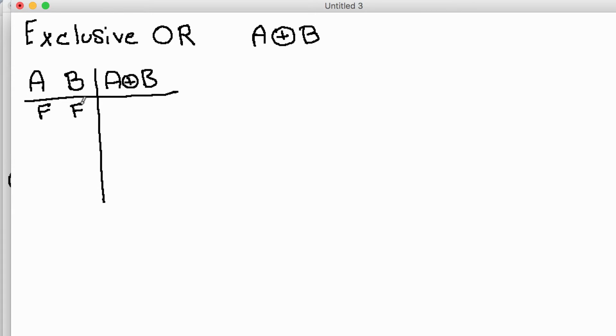And with two variables, we know we're going to have 4 rows here. And remember, we said that this is true only when one of them is true. So it's going to be true in these two situations right here, and it's going to be false in these situations right here.